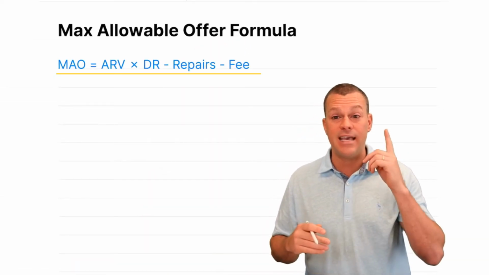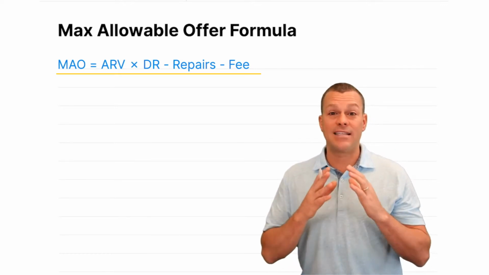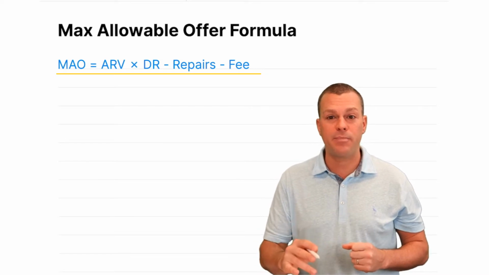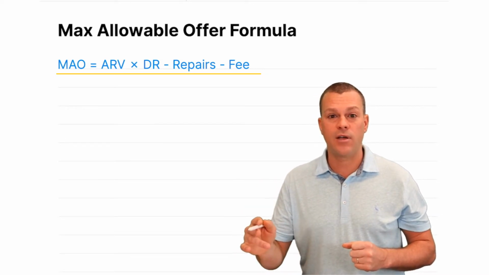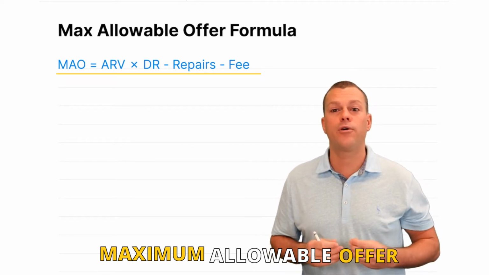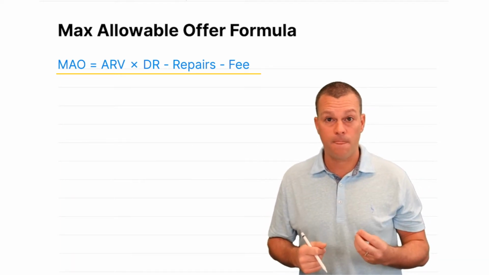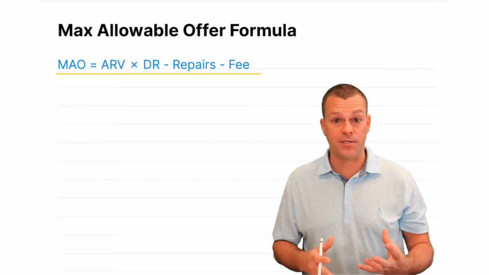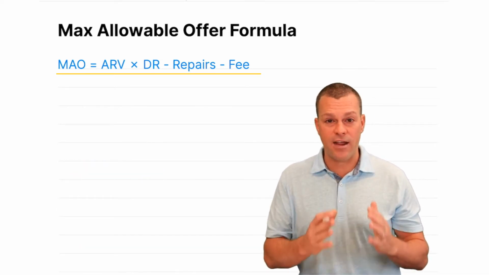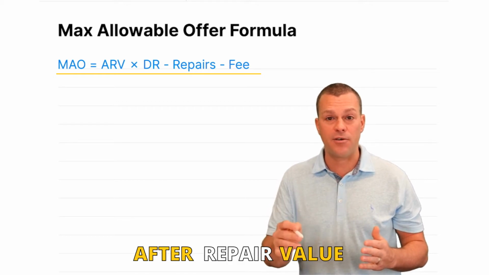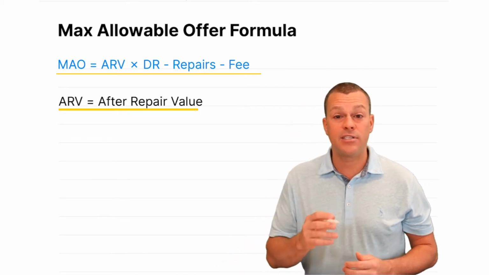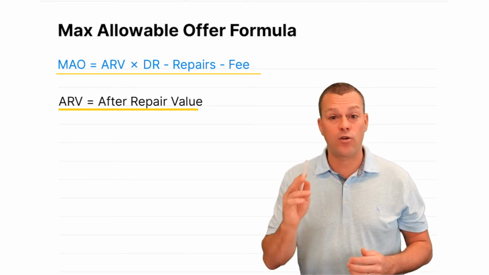It is gonna be the MAO, and that's gonna be equal to the ARV times our discount rate minus repairs minus our fee, okay? So the MAO is the maximum allowable offer. That's what we are going to be solving for in this scenario, in this equation. So how do we solve for the MAO? We use the ARV, which is the after repair value. We multiply it by our discount rate, and then we should take off our repairs and or a fee.